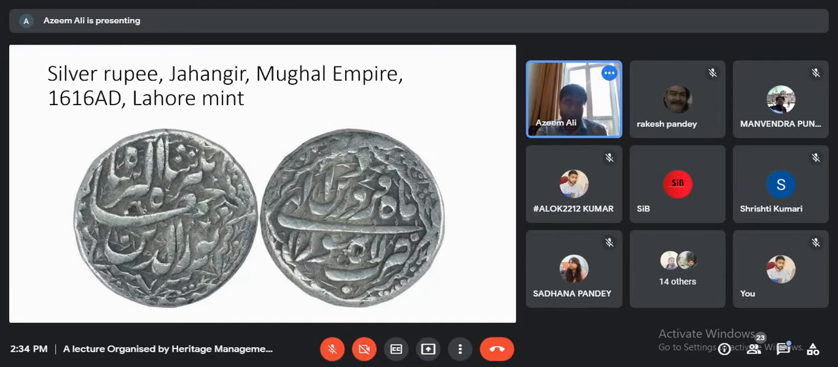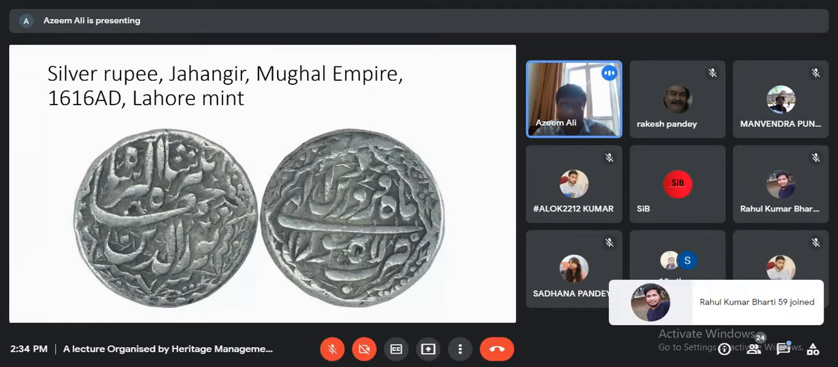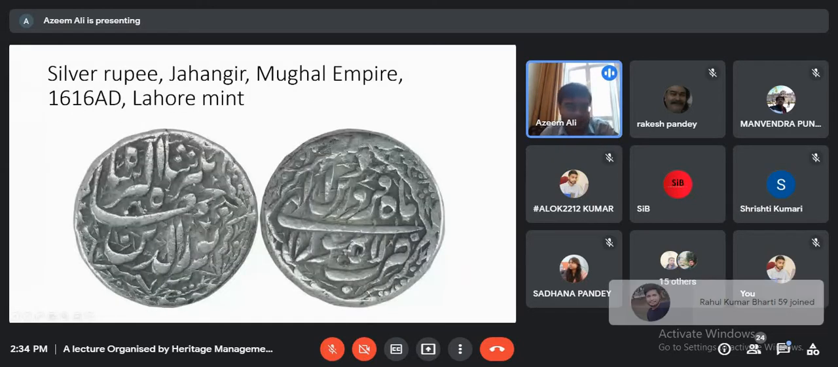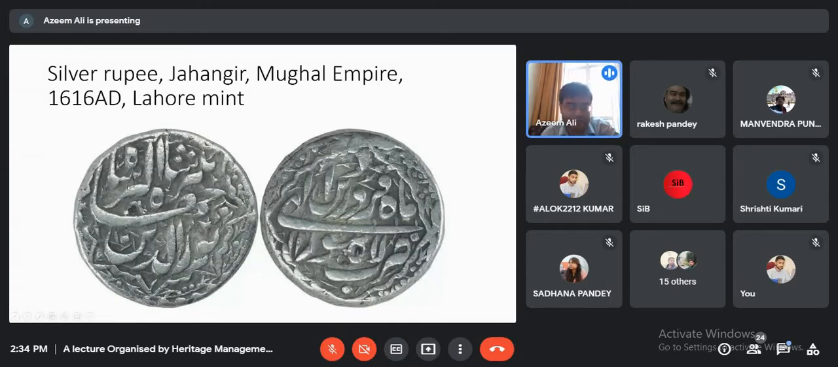And here is one of those rupees. So you can see here the titles of Jahangir and Akbar, and then the month of Farvardin, Lahore, and then the numerals here.